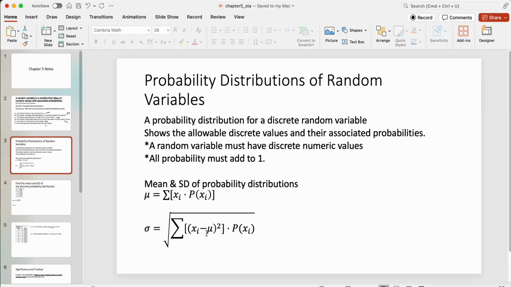This formula is saying take every value and compare it to the mean, square that, then multiply it by its probability, and add all of those up. Whoa, and then put it in a square root. So that's a much uglier formula. Let's see how that works practically.